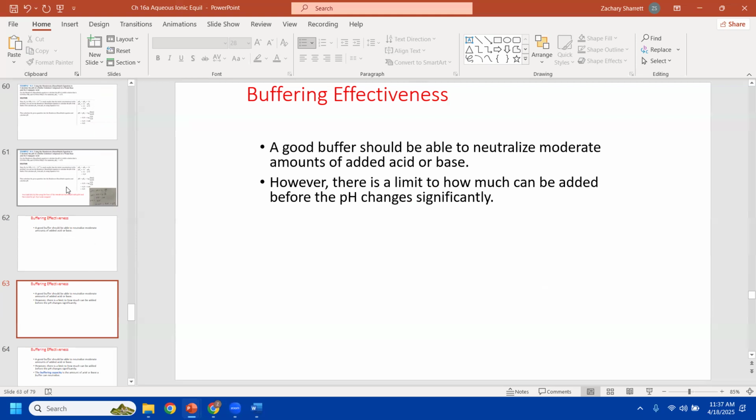So in general, a good buffer should be able to neutralize moderate amounts of acid and base. However, there's a limit. If we have 50 and 50, we could theoretically take on 50 acids or 50 bases. If we only had 5 and 5, how many could we take on, Bailey? Of either one? 5. So which is the more effective buffer, the one with high concentrations of each or low concentrations of each? The higher, right?